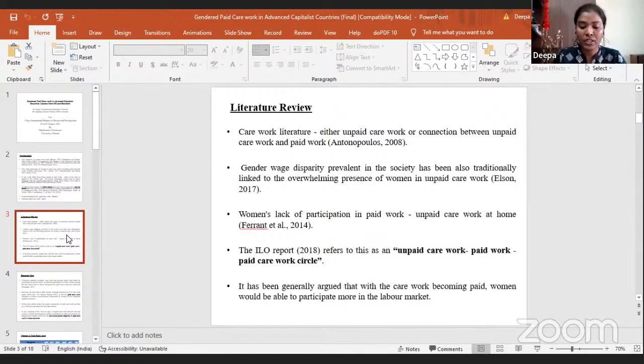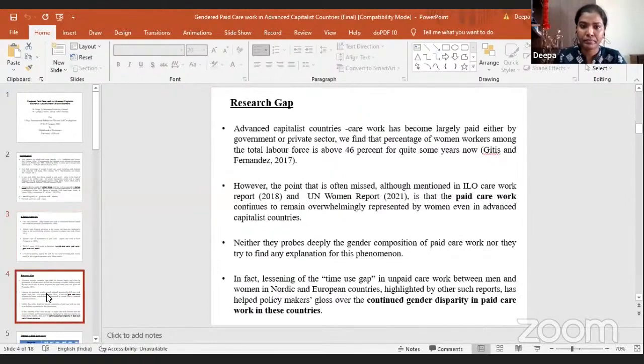Women's lack of participation in paid work has also been found to be tied to them being burdened with unpaid care work at home. This has been referred to as the unpaid care work, paid work, and paid care work circle. It has been generally argued that with care work becoming paid, women would be able to participate more in the labor market.